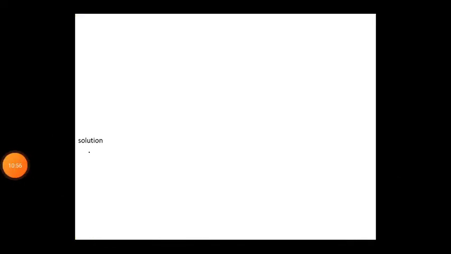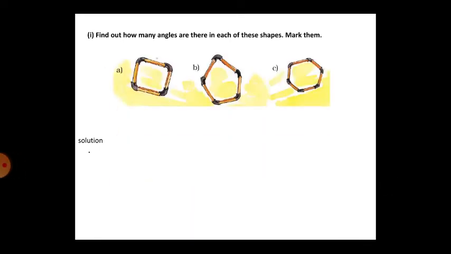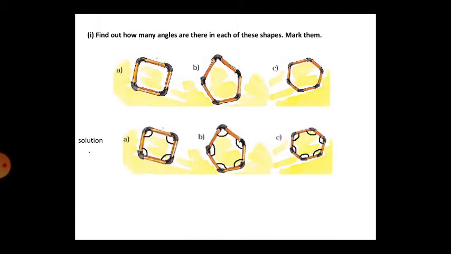Changing shapes. I already told you that by using matchsticks you can make so many shapes. Find out how many angles are there in each of these shapes and mark them. See here, these shapes are made. How many angles are there? You have to find. See, in the first figure you can see four angles are there. At the corners, four angles you have to mark.